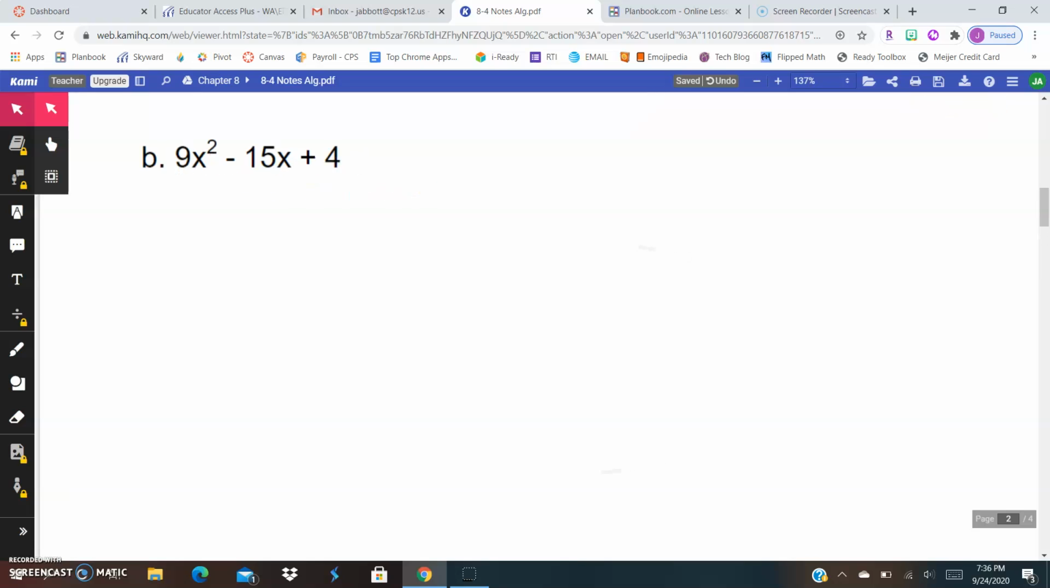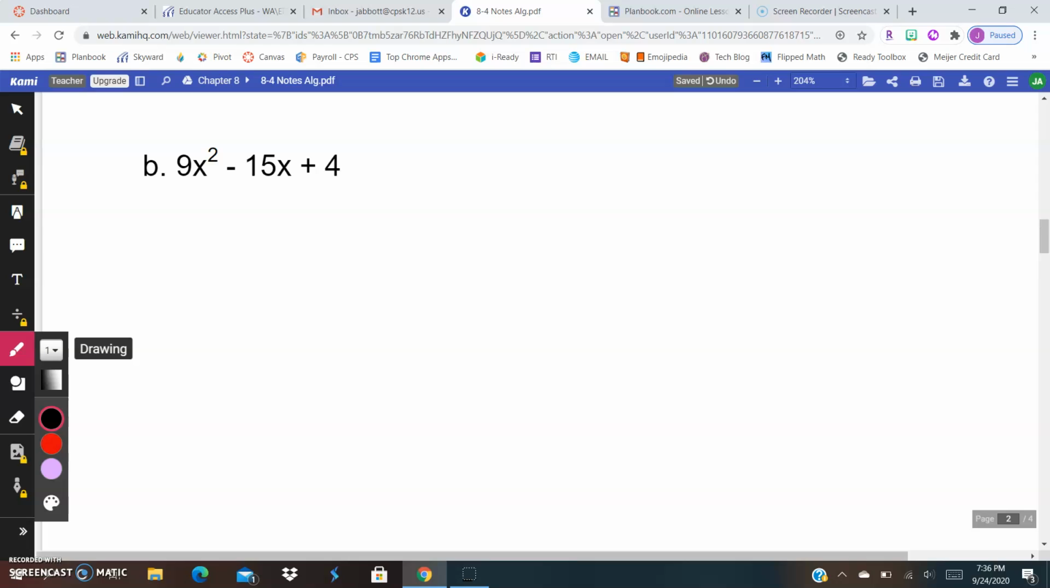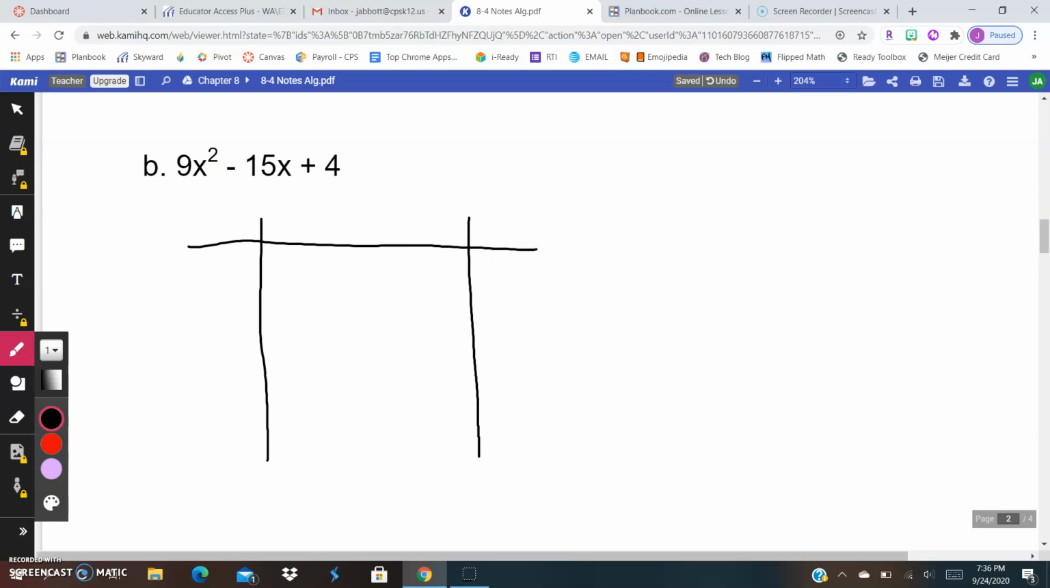Now we have one with a negative sign in it. So we're still going to draw the chart. Factors of 9, factors of 4, but this time we're going to have to add together to be a negative 15. And we never want our a values to be negative. So when we're thinking about negatives, we're going to have to add them in the middle column with the 4.